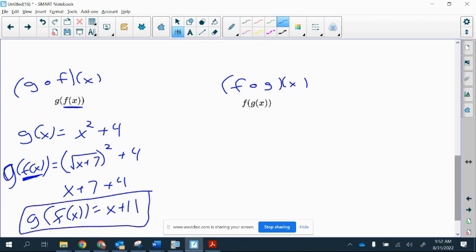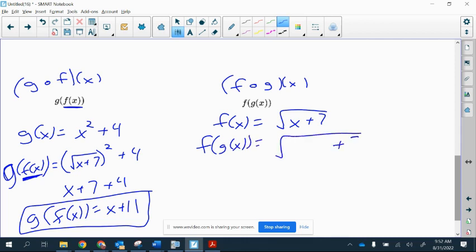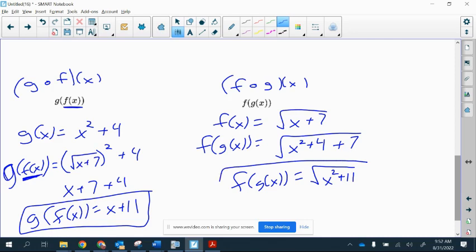And in this case here, we're going to do the same thing, but since f of x is the square root of x plus 7, we input the g of x into there. In the square root, we're going to take g of x and we're going to add 7 to it. Well, g of x is x squared plus 4. So f of g of x is the square root of x squared plus 11. Now, there's no additional simplifying that we can do with this. We can't distribute a square root. So this here is completed and simplified.